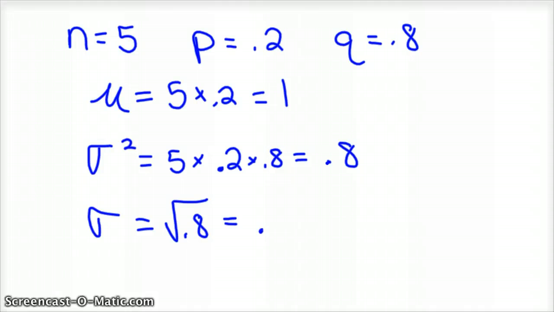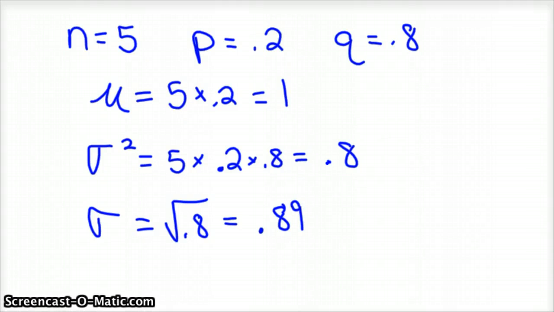It'd be 0.894 approximately. And you always go one decimal beyond our data. So our data is to the tenth place. So really it's just 0.89.